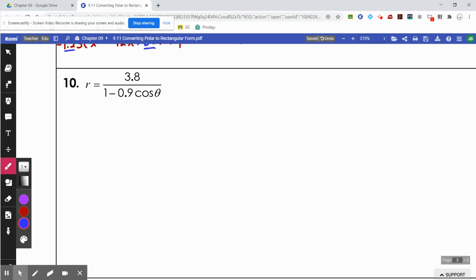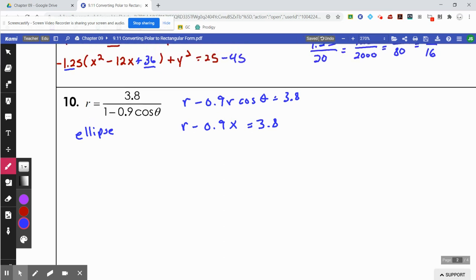Number 10 has an eccentricity of 0.9, so therefore this should be an ellipse. Let's follow the exact same steps. First off, by distributing your r. So you have r minus 0.9 r cosine theta is equal to 3.8. We're going to replace the r cosine theta again with x, so minus 0.9x is equal to 3.8. And again, if you would like to, all these decimals, if you want to multiply by 10 to get rid of them, that is perfectly fine. I'm going to move the 0.9x over, and that gives you r is equal to 0.9x plus 3.8.